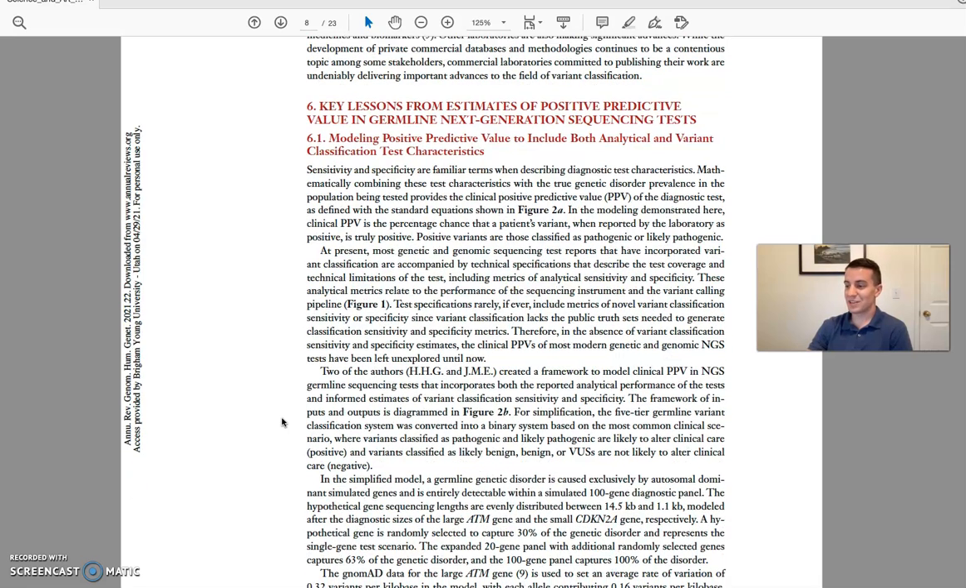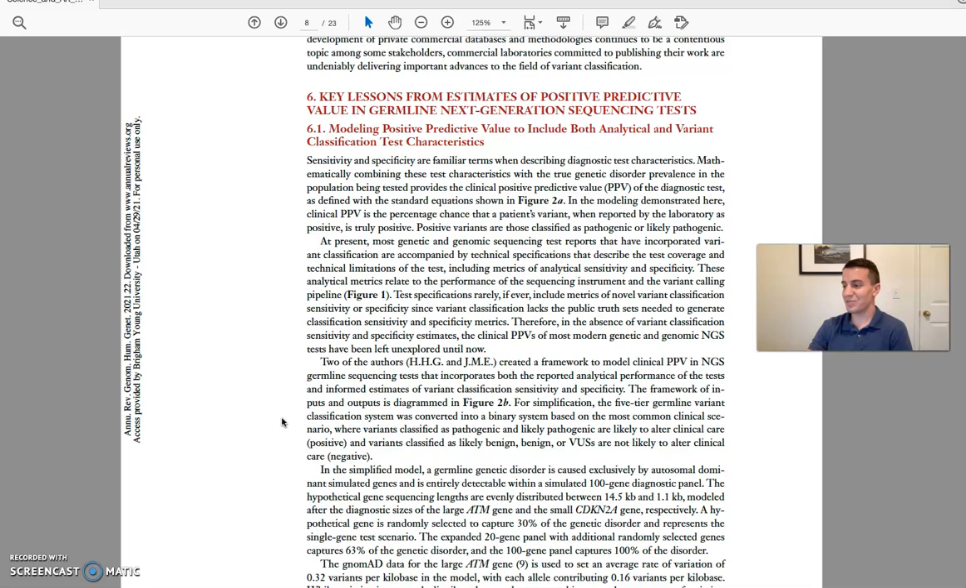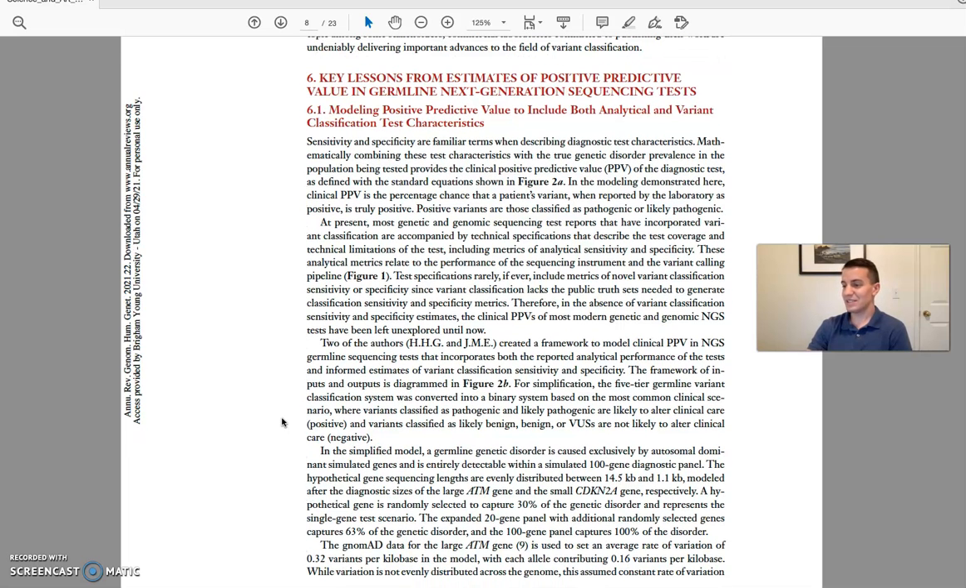Sensitivity and specificity are familiar terms when describing diagnostic test characteristics. Mathematically combining these test characteristics with the true genetic disorder prevalence in the population being tested provides the clinical positive predictive value, or PPV, of the diagnostic test, as defined with the standard equation shown in Figure 2a.